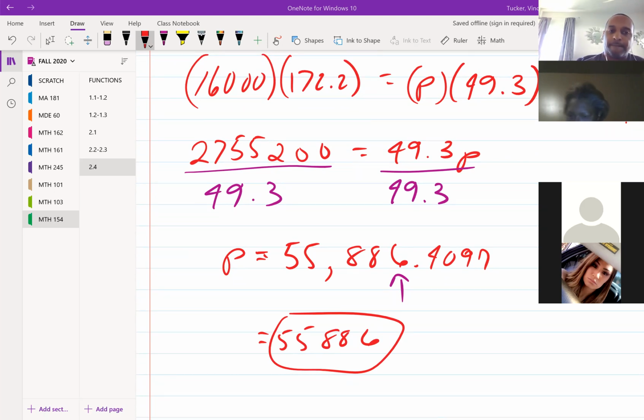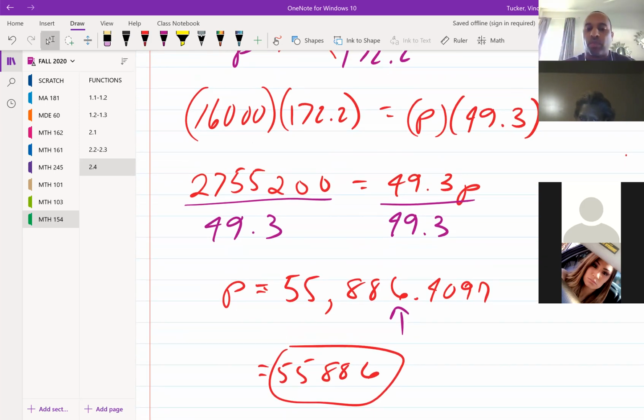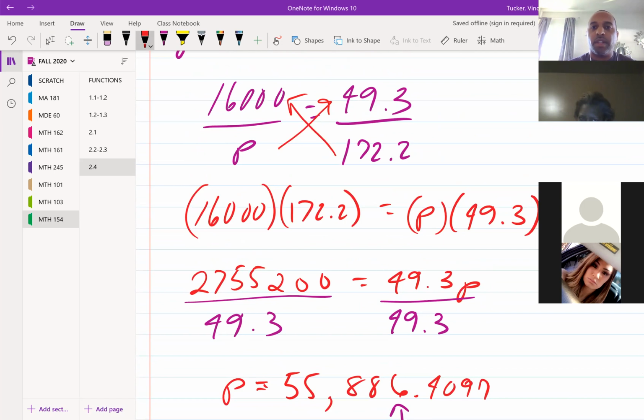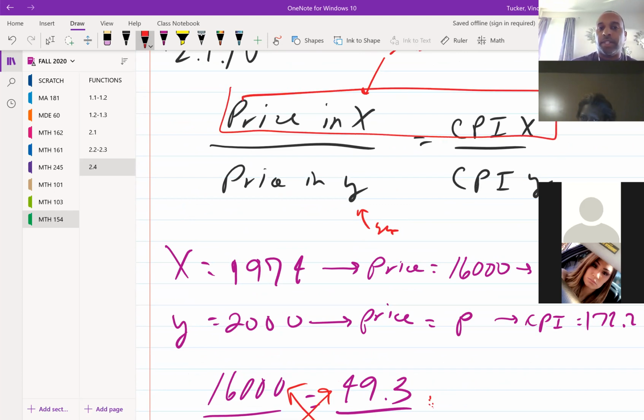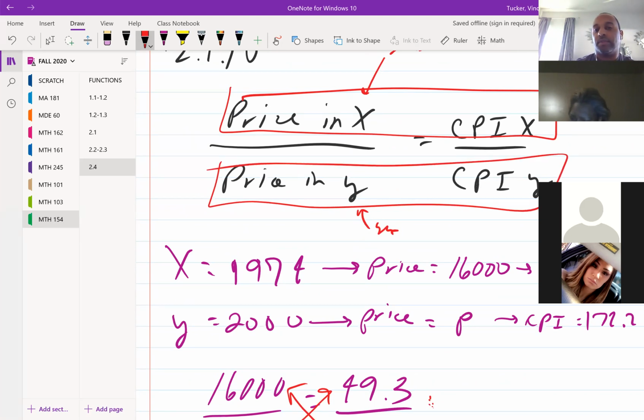Now, does it matter what you divide first? Like, if I want to divide 72.6 over 184, does it matter? Like, the bigger number needs to be on top? Typically, does it matter what goes on top and what goes on bottom if you just divide them? No, you just need to stay consistent with your X and Y. In other words, these need to match up. That's 1974 information. This is 2000 information.